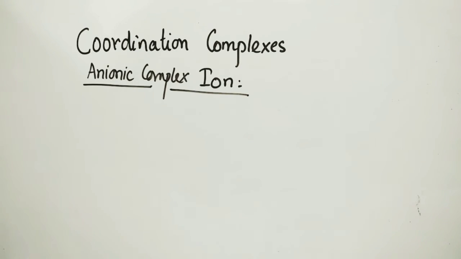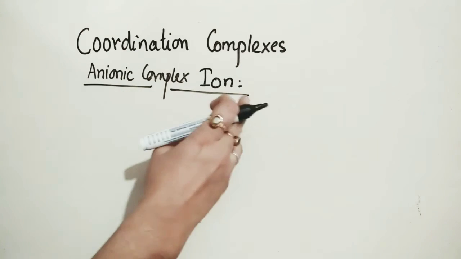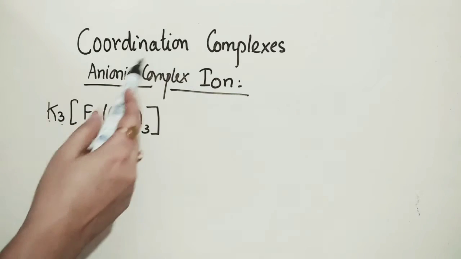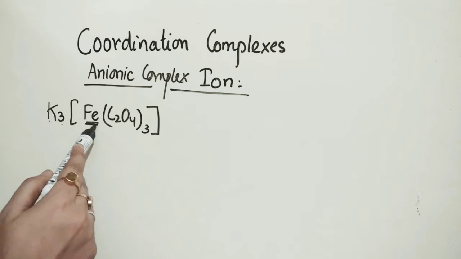Now next we will discuss the naming of the anionic complex ion. Now next are the examples in which the complex ion is an anion.